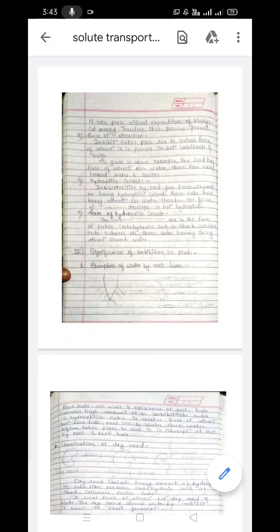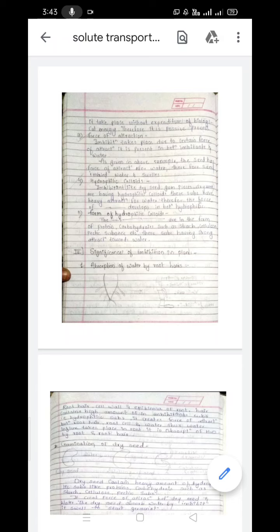मतलब उनमें वाटर लविंग पार्टिकल्स प्रेजेंट रहते हैं. That's why they have heavy attraction towards the water. वाटर की तरफ उनका अट्रैक्शन ज़्यादा रहता है. So that's why very fastly imbibition will happen in this type.